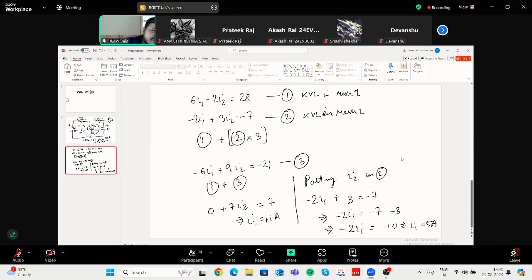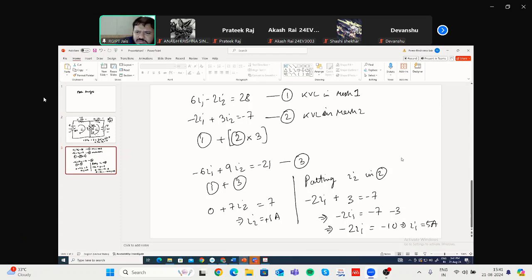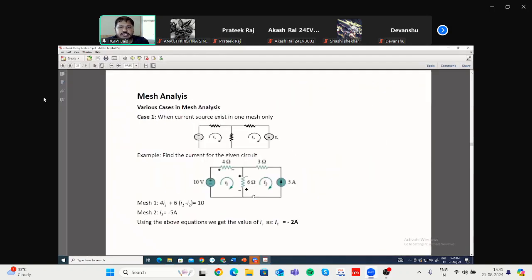In whatever way you do the solution of simultaneous equations, you can do. Okay, that you have already done. I have also solved it here. Now we'll solve this multiple times. We'll see now a more specific example. Like someone was asking, what happens if there is a dependent source? All those, one by one. Okay, so this one is okay.